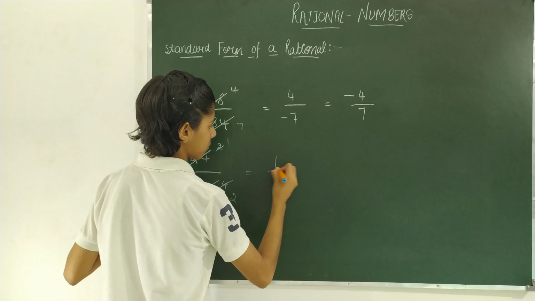Next is commutative law. If we add any two rational numbers, a by b plus c by d, we can also represent it as c by d plus a by b. Means any value we can put at first or at the last, the answer will not be affected, the answer will come same. This is known as commutative law.